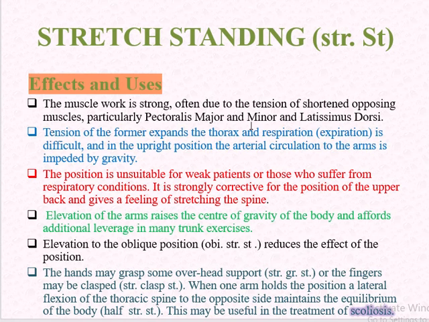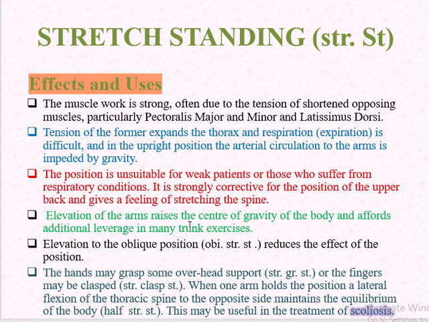Tension of the pec major muscle expands the thorax, and inspiration, particularly expiration, is difficult. And in the upright position, the arterial circulation to the arm is impeded by gravity. The position is therefore unsuitable for weak patients or those who suffer from respiratory problems. It is useful for the position of the upper back and gives a feeling of stretching the spine, as the name stretch standing shows.